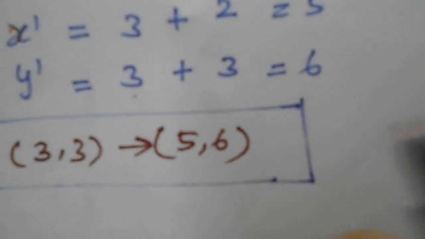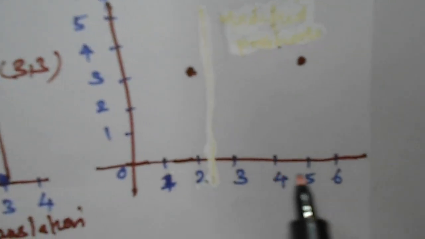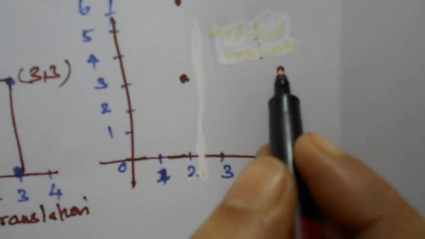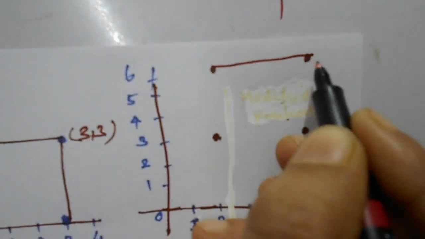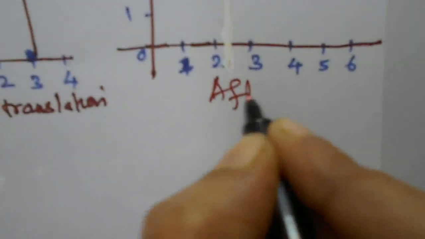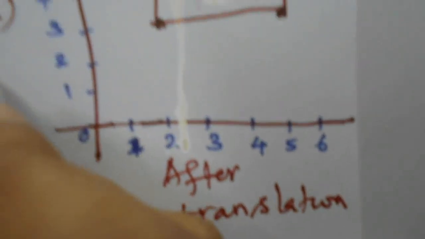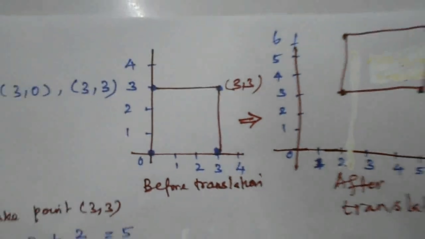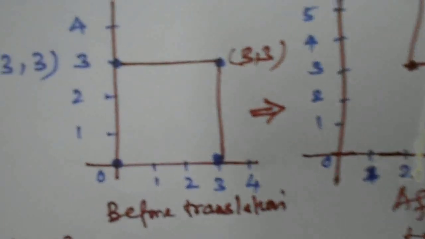Let's plot these values in the picture. First 2 comma 3, next 2 comma 6, then the third one 5 comma 3, and the next one 5 comma 6. This is the square we obtained after the translation. If we want to perform one translation, we have to calculate the translation value for each and every coordinate of the object.